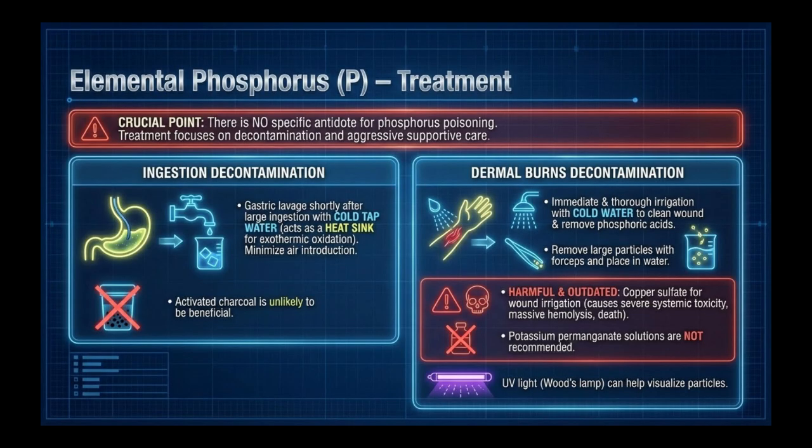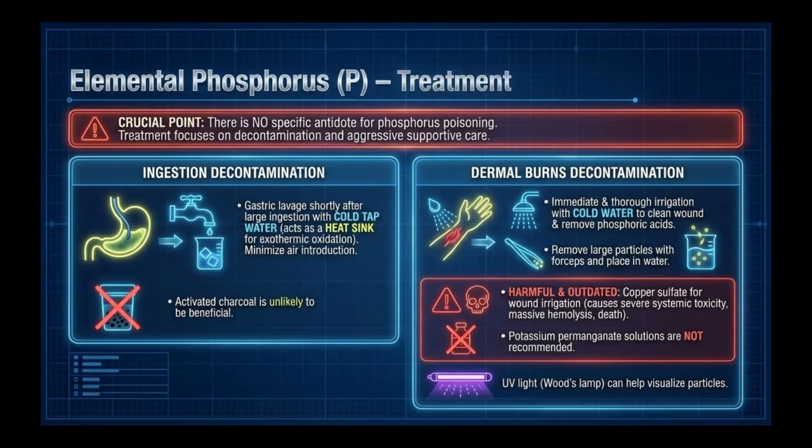Crucially, there is no specific antidote for phosphorus poisoning. Treatment focuses on decontamination and aggressive supportive care. For ingestion, gastric lavage may be considered shortly after a large ingestion. Cold tap water should be used to act as a heat sink due to the exothermic oxidation of phosphorus. It is important to minimize air introduction during lavage given phosphorus's reactivity with air. Activated charcoal is unlikely to be beneficial.